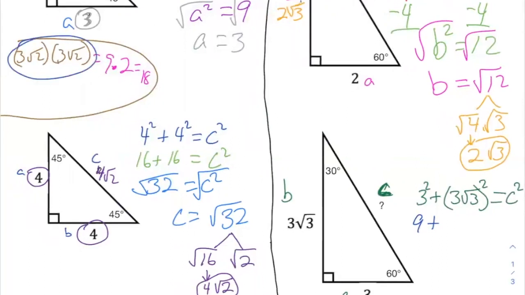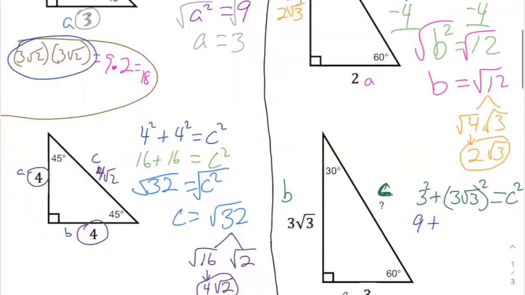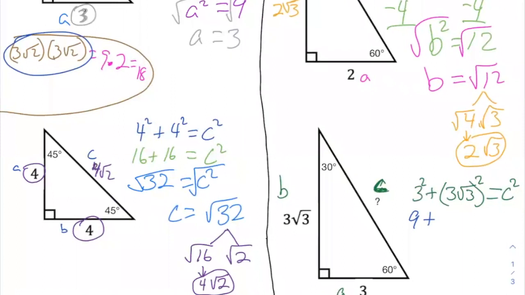Well, like what we did back here with the 3 root 2, I'm going to make a little work area here. My work area, I'm going to set aside right over here. 3 root 3 times itself. Okay, so 3 times 3 is 9. Root 3 times root 3 is 3. And 9 times 3 is 27. So that's what's going to go right here. This was my little work area, just kind of off to itself. Equals C squared.